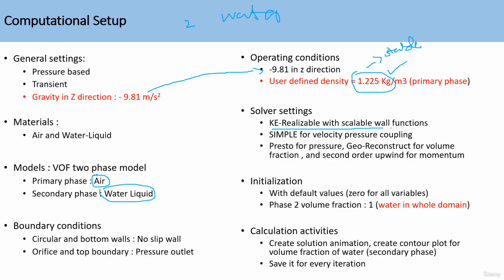And we use these turbulence models, SIMPLE for the velocity pressure coupling, and these schemes for the different things here. So I will initialize with the default values. So 0 for all variables except the turbulence quantities, and the water phase volume fraction will be equal to 1. That is the water. In this case, air is the primary phase, and we will create the solution animation. I want to see how this will be draining with the time.